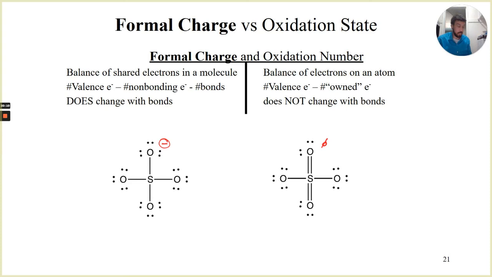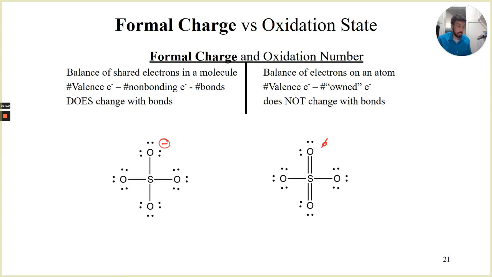The left one shows the oxygen is negative. We want to stabilize that negative. The right one shows the oxygen is neutral. There's no reactivity there, or less reactivity there. So formal charge allows us to predict something about that reactivity.